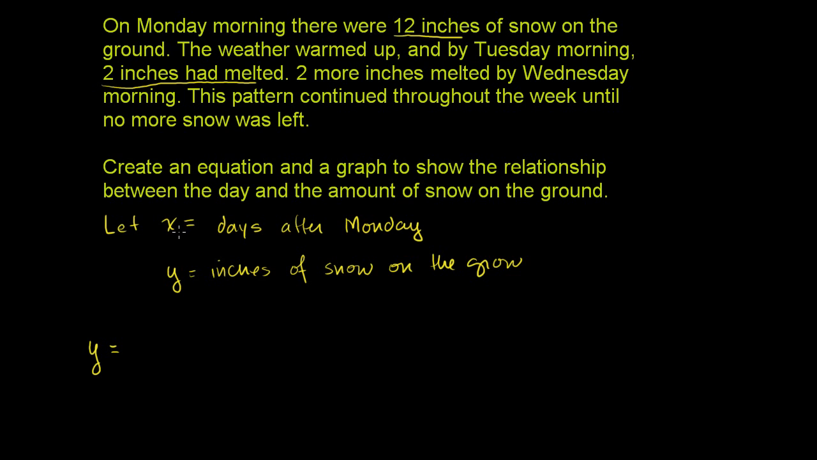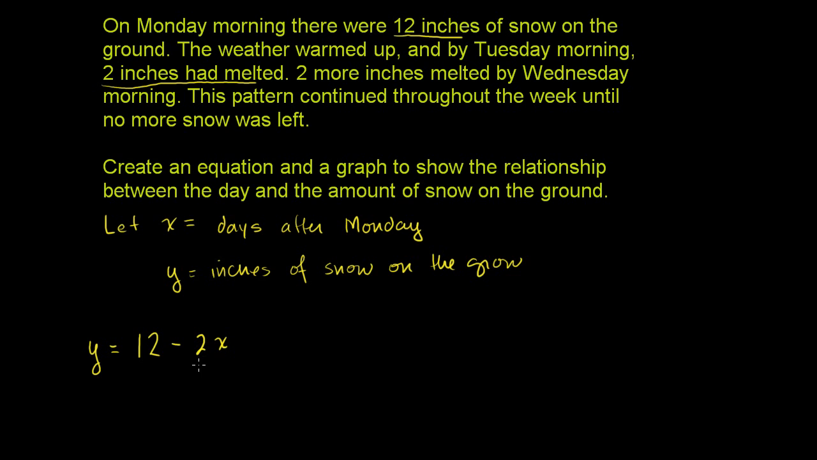So one way to think about it is, OK, when x is 0, when we're on Monday, when we're 0 days after Monday, we're going to have 12 inches of snow on the ground. And then every day after that, we're going to lose 2 inches. So if we're on Tuesday, we're going to have 2 inches times 1, because Tuesday is 1 day. So if x is 1, that means we're on Tuesday. If x is 2, that means we're 2 times 2, we've lost 4 inches.